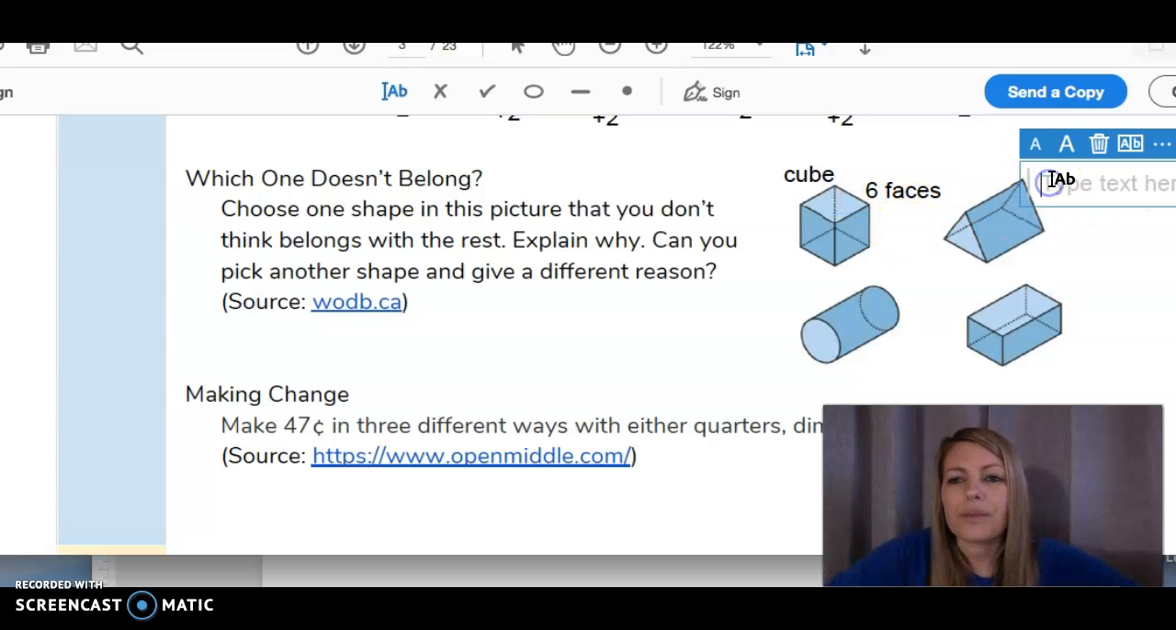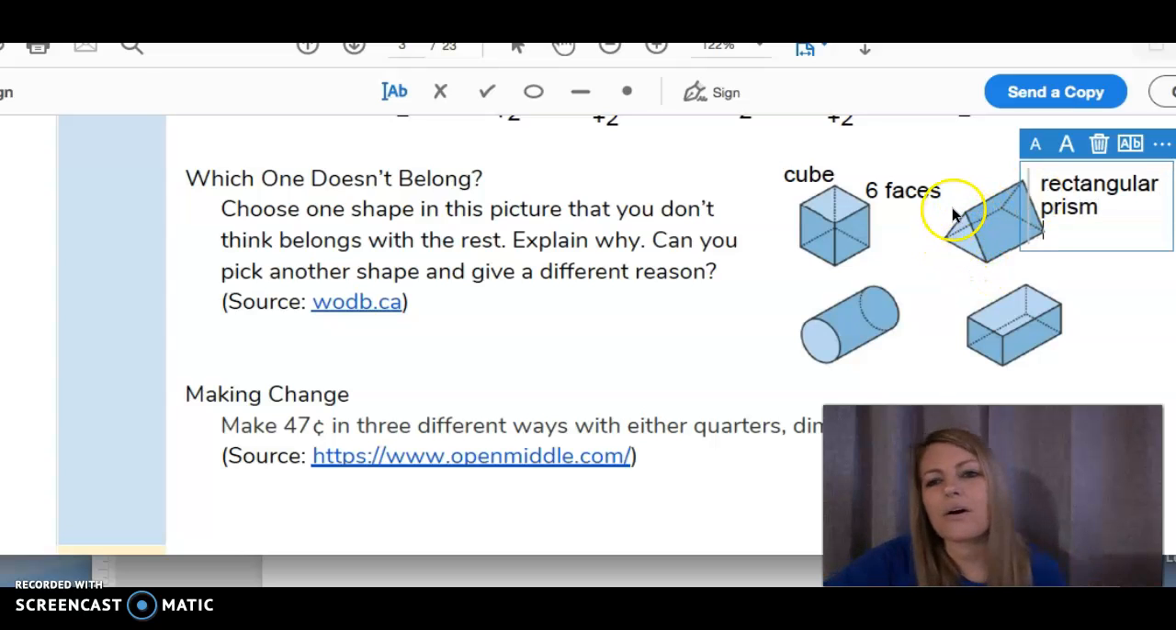That's the cube. Over here we have the rectangular prism. Okay, see how it looks like a rectangle?